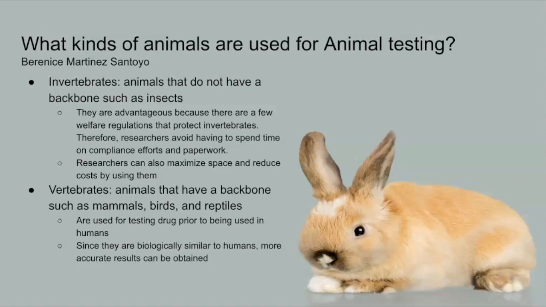Vertebrates are animals that have a backbone, such as mammals, birds, and reptiles. These are the animals that are used to test drugs prior to being used in humans. Since they are more biologically similar to humans, more accurate results can be obtained from them.